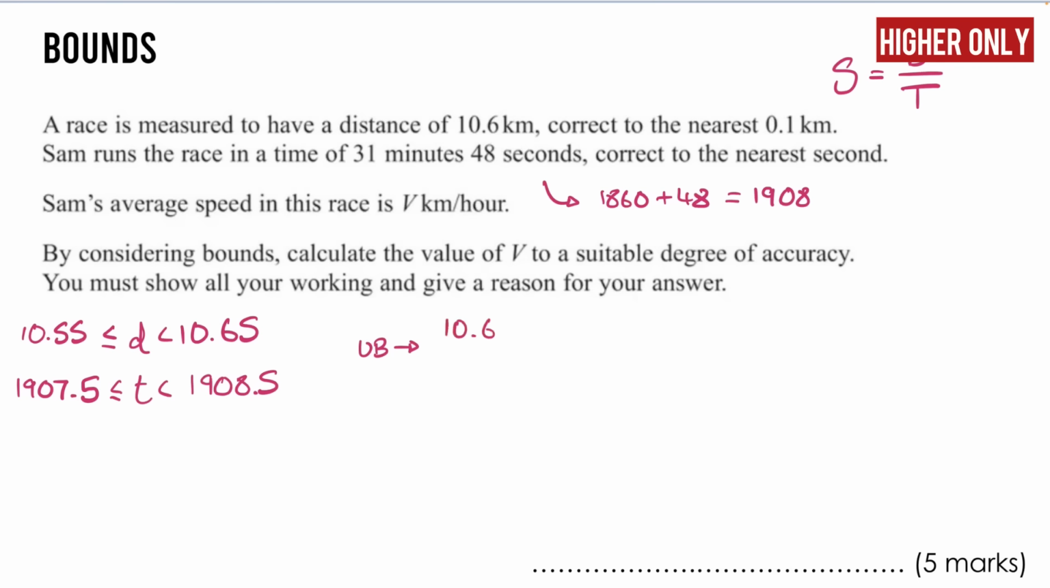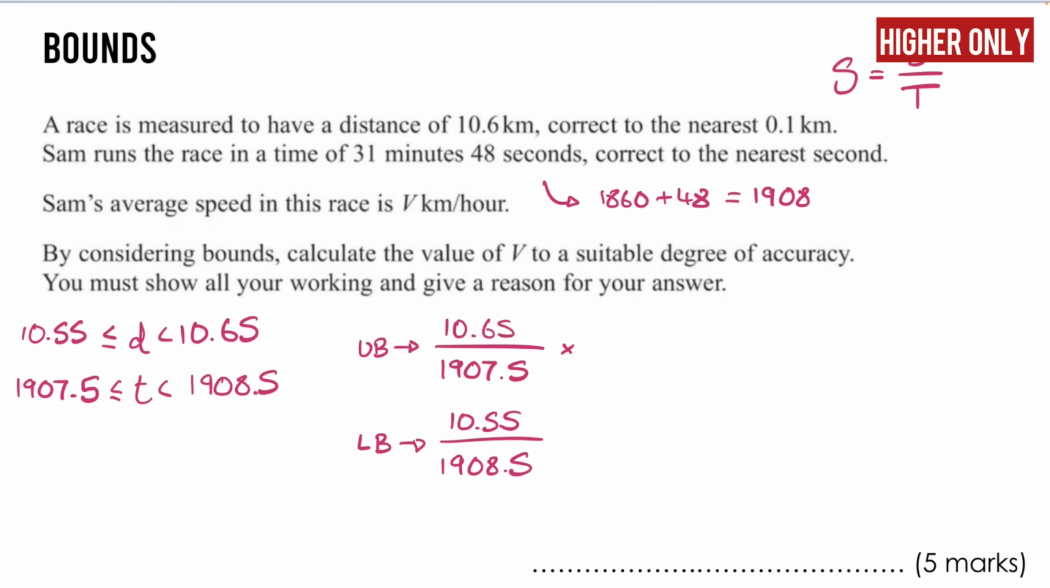So 10.65 divided by 1,907.5. And for the lower bound, we're going to do the smallest distance and we'll divide that by the biggest time. So 10.55 over 1908.5. Now when we do this, that is going to give us a speed in kilometres per second.